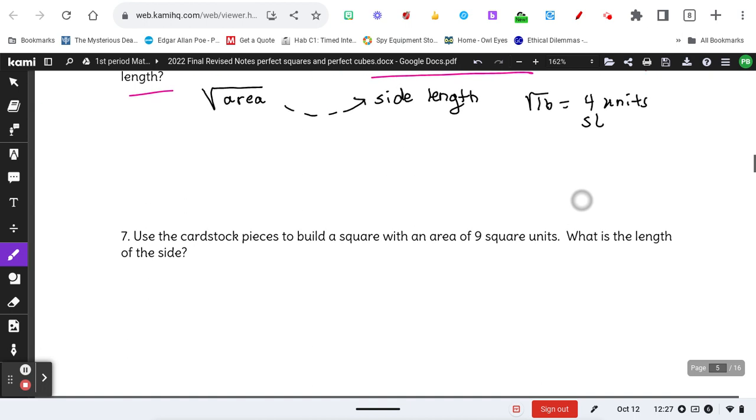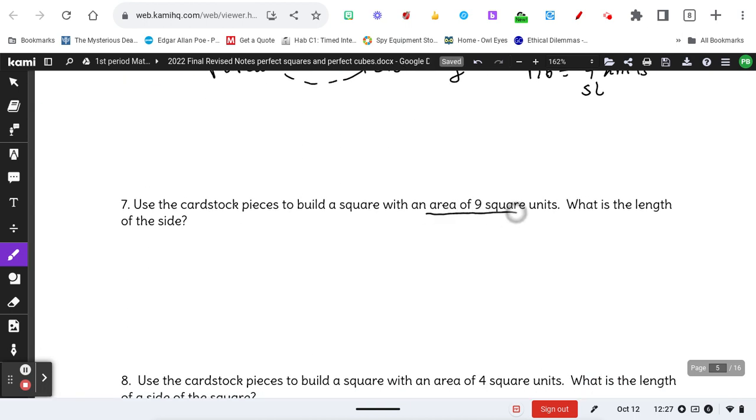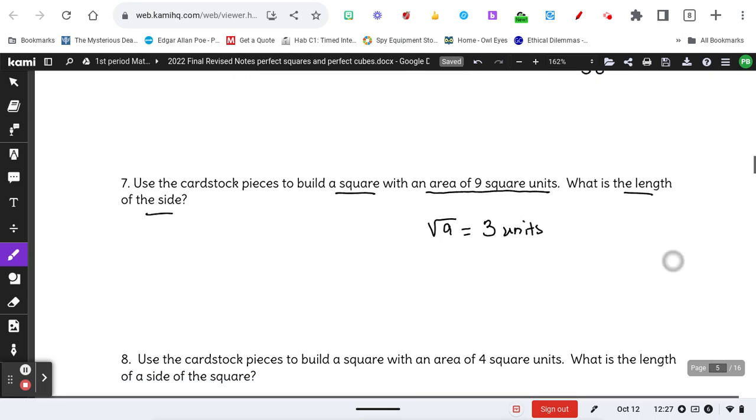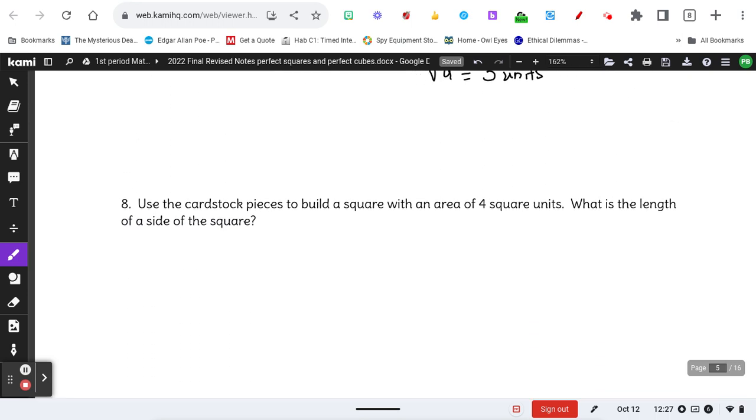Okay. Here, if you have a square with an area of 9 units, what's the length of the side or side length? Well, the square root of 9 is 3. Again, length can't be negative, so don't put plus or minus. Okay, that's easy. All right, on 4, a square has an area of 4 square units. What's the length of a side? The square root of 4 is 2. That would be 2 units.